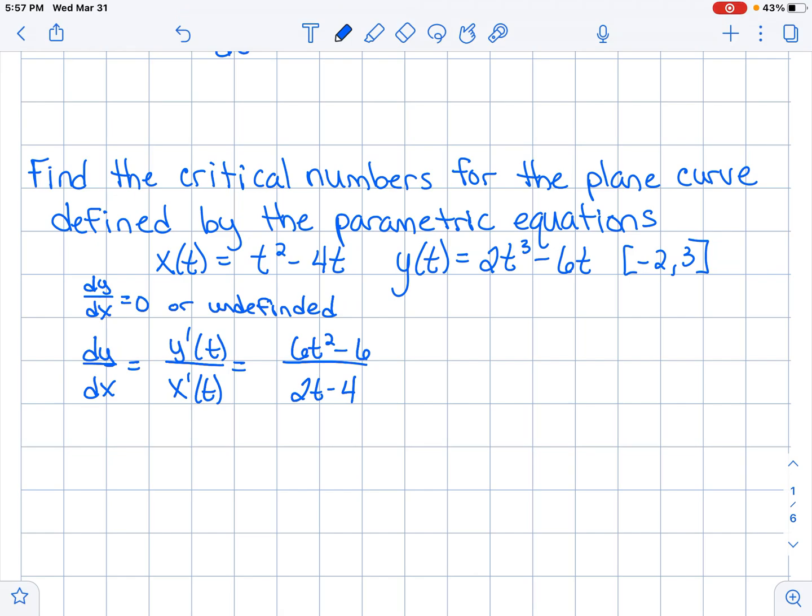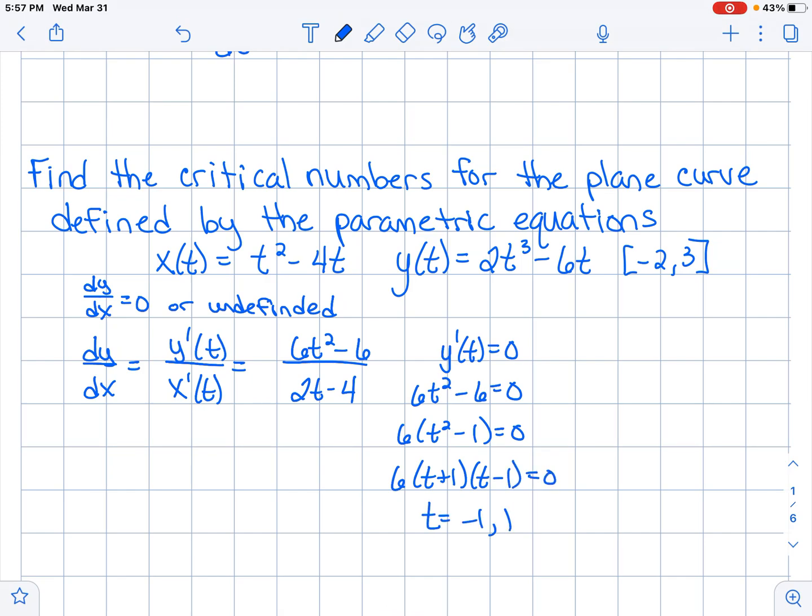So when the derivative is equal to 0 is when y prime of t is equal to 0. So that happens when 6t squared minus 6 is equal to 0. If I factor this, I get two critical numbers. I get -1 and 1. If I'm looking where the derivative is undefined, that's when x prime of t is equal to 0. So that's when 2t minus 4 equals 0. And I just get one critical number from that, t is equal to 2.